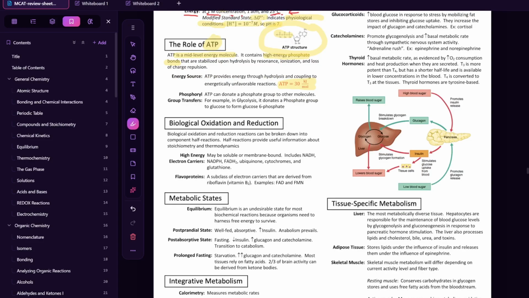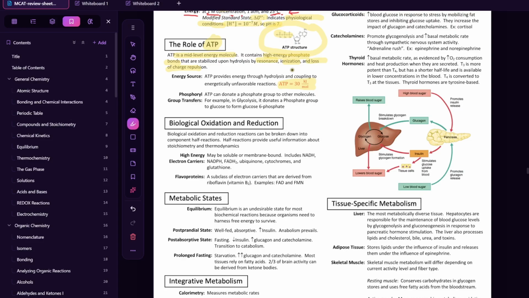Because the products are stabilized after hydrolysis by 3 things. The reason the bond energy is high is because we get resonance, ionization, and the loss of charge repulsion. Resonance: the released phosphate spreads its charge over more atoms. Ionization: the products ionize favorably at cellular pH. And loss of charge repulsion: the stacked negative phosphates were pushing each other apart, and now they are split.